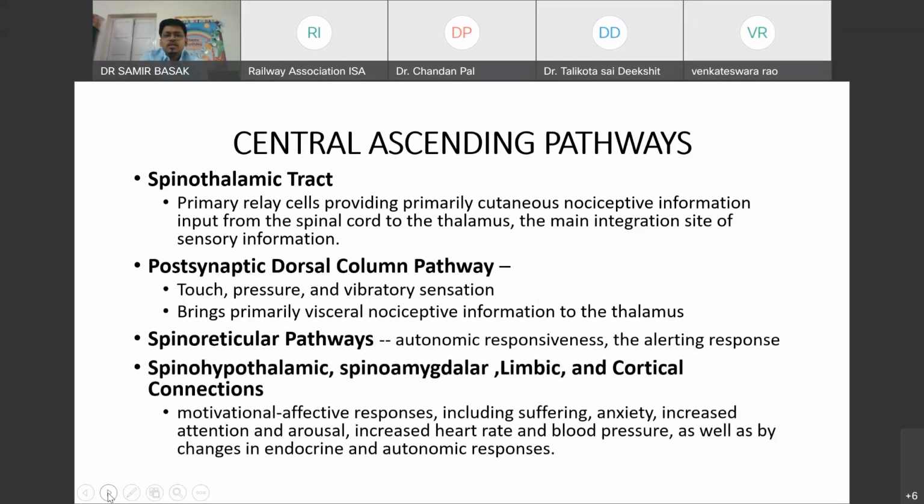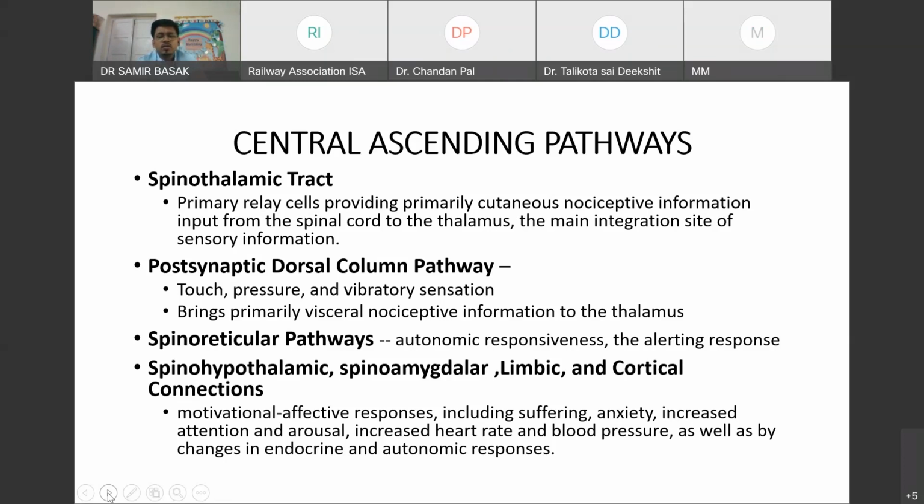Next comes the ascending pathway, the central ascending pathway. So the spinothalamic tract, as we see, second order neuron, spinothalamic tract integration. The spinothalamic tract mainly carries nociceptive information, cutaneous nociceptive information. Then dorsally there is the postsynaptic dorsal column. These carry touch, pressure, and vibratory sensation. And visceral pain is always dull pain, not like cutaneous sharp pain. Visceral pain from lamina 10 and lamina 5 also goes through the postsynaptic dorsal column, PSDC.